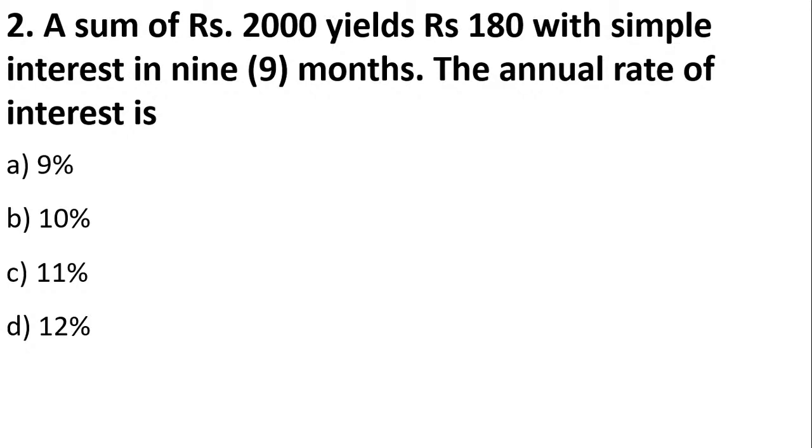Okay. The second question is a sum of rupees 2000 yields 180 rupees with simple interest in 9 months. The annual rate of interest is. Okay, so here in this question, what is the meaning of yield? Students would ask, what is yield? Yield means to produce something. So a sum of money means 2000 rupees produces 180 rupees with simple interest in 9 months.